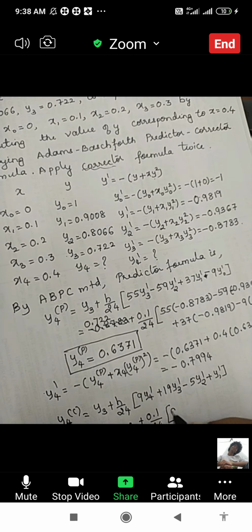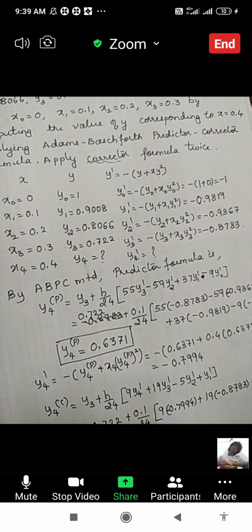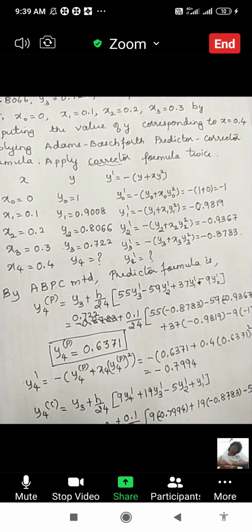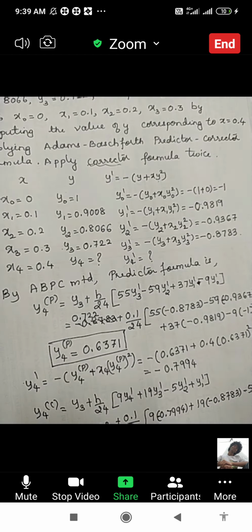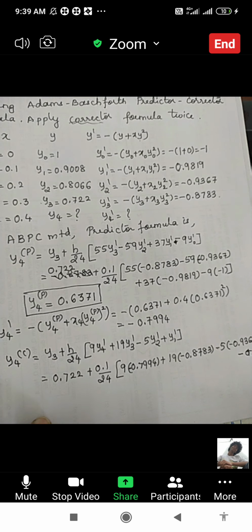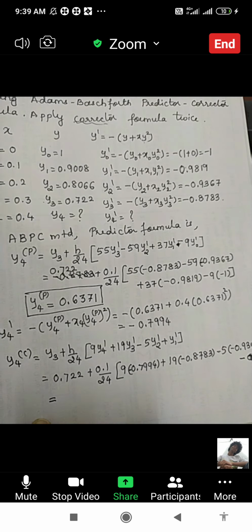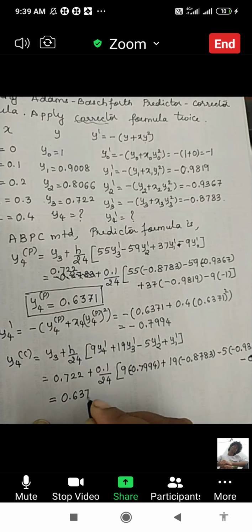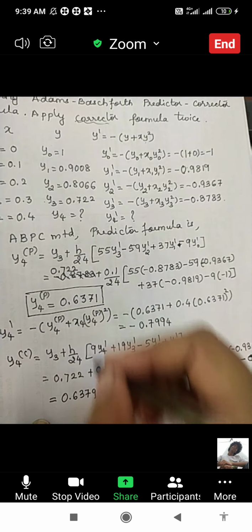sorry, this is negative, minus 0.8783, minus 5 y2 dash. y2 dash is minus 0.9367, plus y1 dash. y1 dash is minus 0.9819. Hopefully you can see all the values. 0.6379. Yes, the difference is very less, but what is being told in the question?